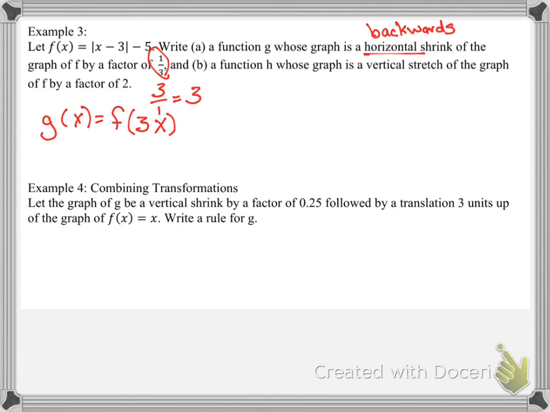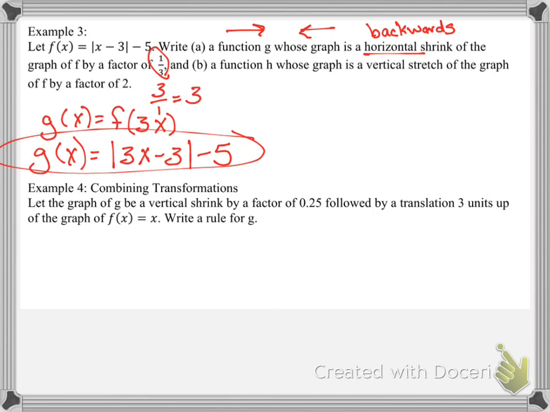So 3x, f of 3x. That tells me I take this original function, and instead of x's, I put in 3x's. So my new function would be the absolute value of 3x minus 3, minus 5. All I did is replace this x with a 3x, and that will shrink it horizontally, meaning it's pushing it in from the left and from the right by a factor of 3. So there's my new function, my g of x.